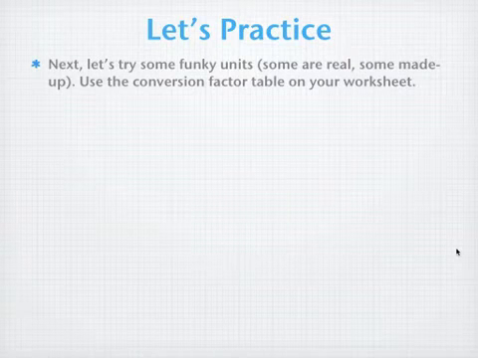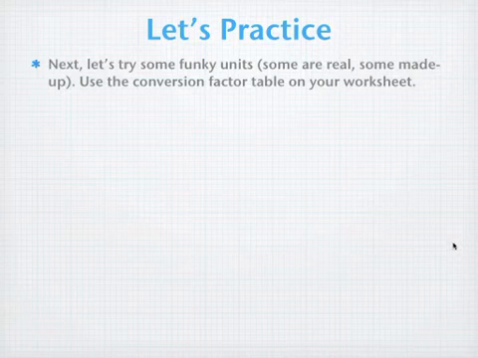All right, let's do some practice. We have some funky units that we may use. Some of these units are real, some are made up. Look at the conversion factor table on your worksheet. I didn't have room to reproduce it here.